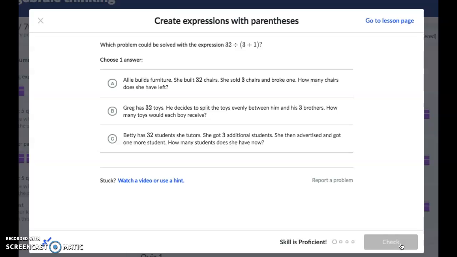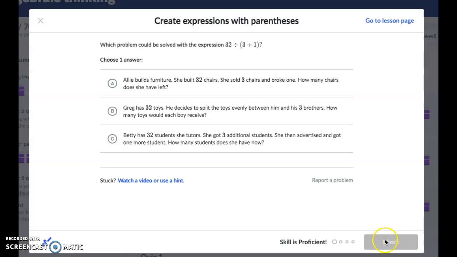So Allie builds furniture. She built 32 chairs. She sold 3 chairs and broke 1. How many chairs does she have left? Okay. Greg has 32 toys. He decides to split the toys evenly between him and his 3 brothers. How many toys would each boy receive? Betty has 32 students she tutors. She got 3 additional students. She then advertised and got 1 more student. How many students does she have now?